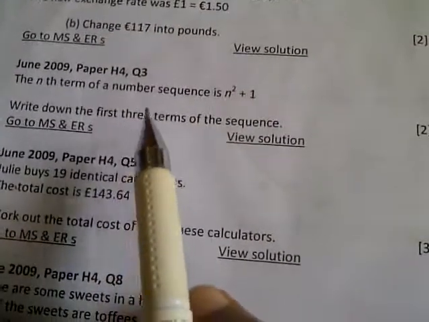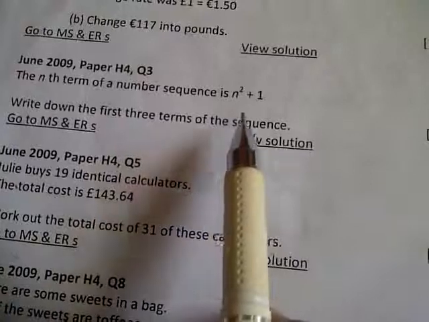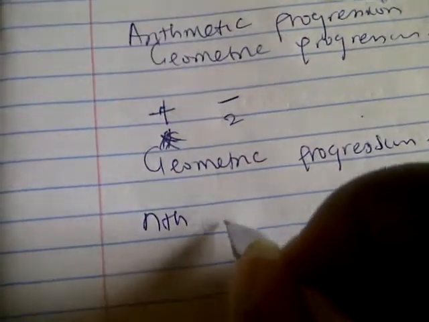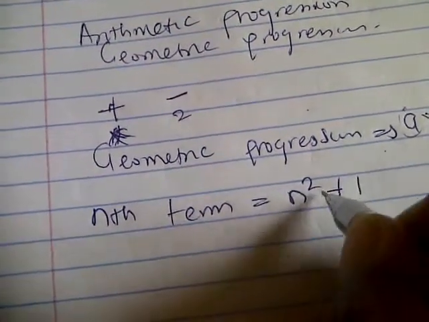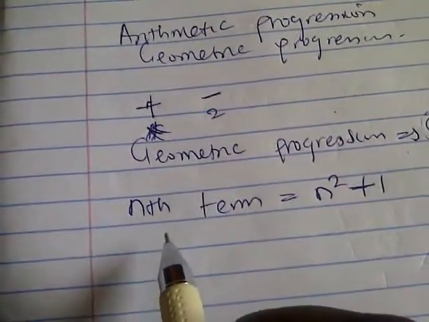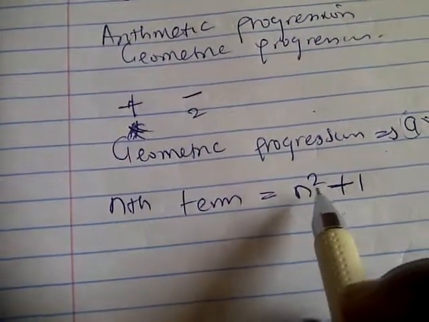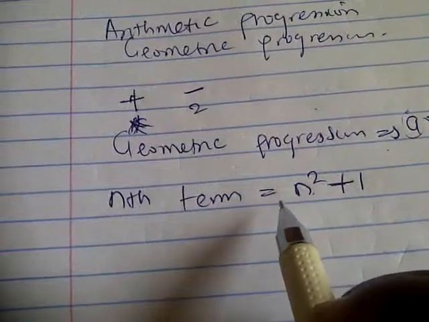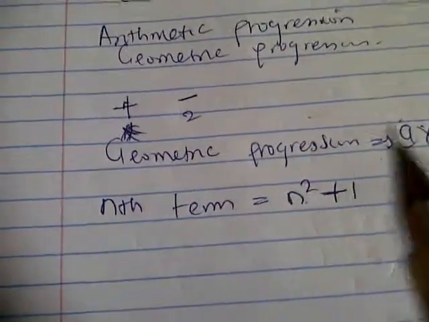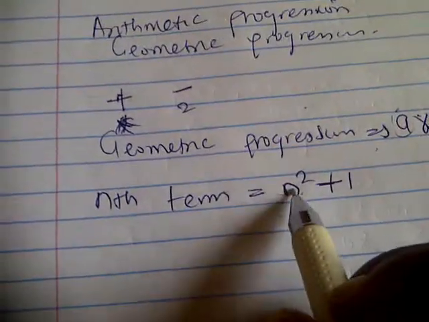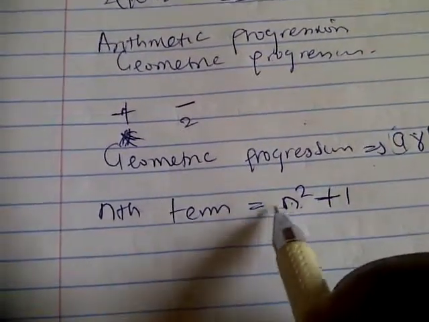Now the nth term of a number sequence is n squared plus 1. Write down the first 3 terms of the sequence. So we're given that the nth term, or the formula term, is n squared plus 1, okay? Now for you to get the first term, remember I said earlier, you put 1 where you see n. For you to get the second term, you put 2 where you see n. For you to get the third term, you put 3 where you see n.